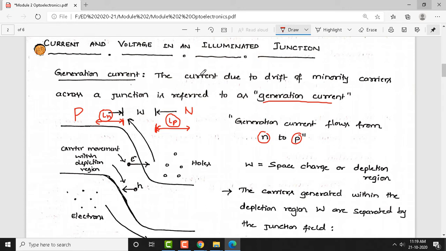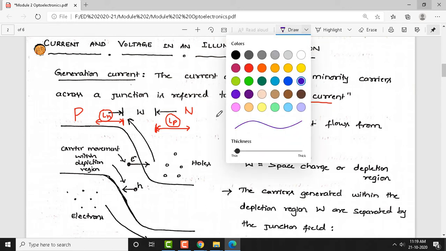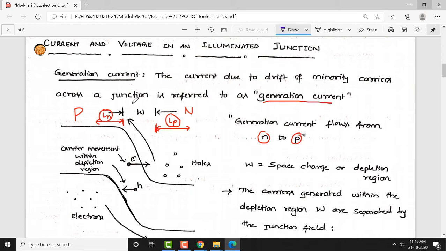Now, if the light is made to fall on this region, let us see what is going to happen. So far we have seen that whenever the light is made to fall in this region, there are three regions I am going to segment. One is the depletion width, the second is the neutral n region, the third is the neutral p region. We will analyze these three regions separately. Now, let us analyze the depletion region W.